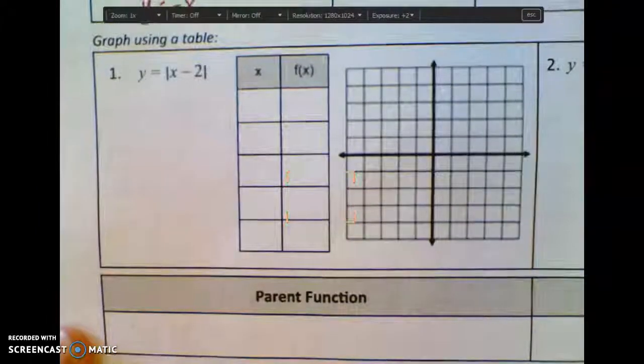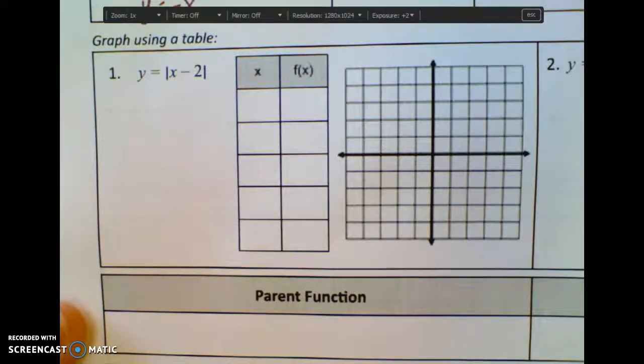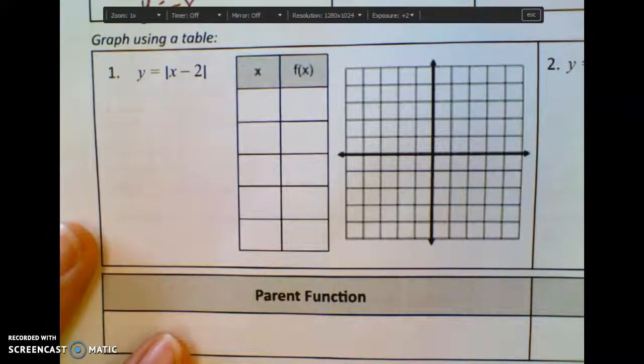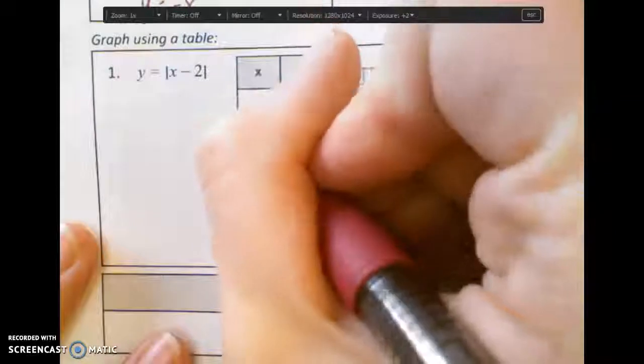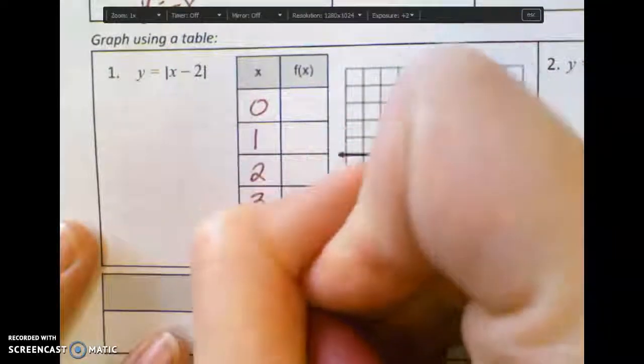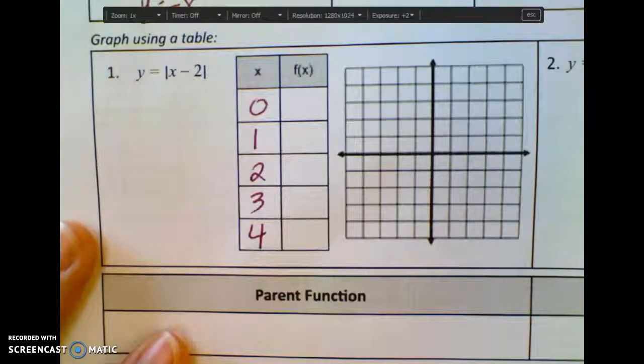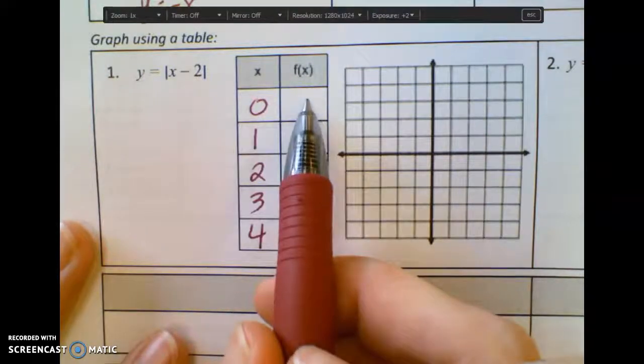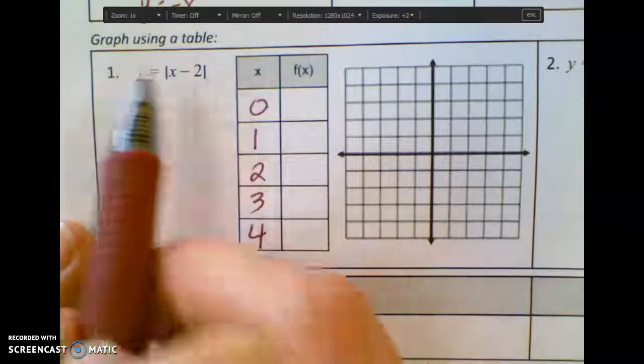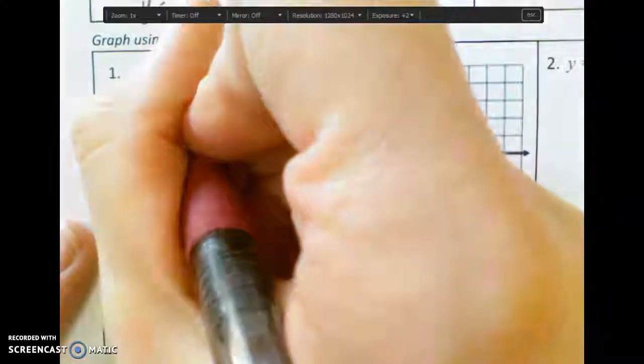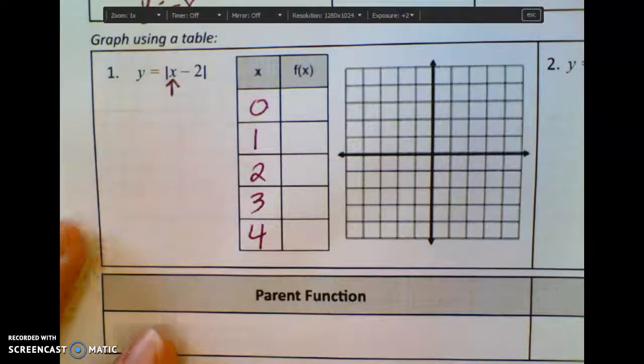All right, here we go. So let's graph using a table. I'm going to give you the x values, and then we'll find those y values together. So let's use 0, 1, 2, 3, and 4. Well, to find our y values, we're going to take our x, and we're going to plug it in for x into our function to get the y values.